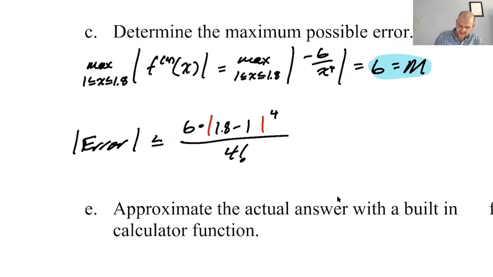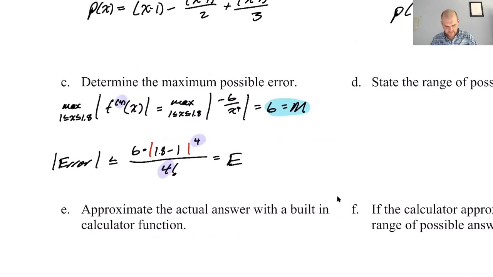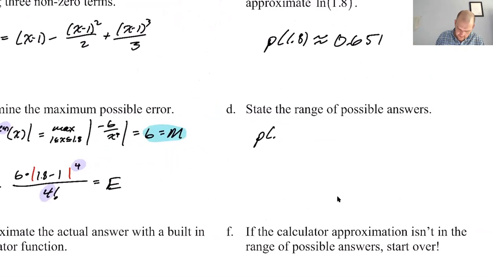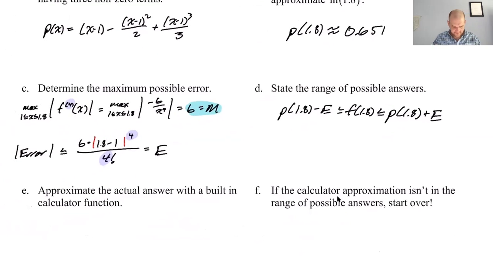factorial. So these 3 things, this, and this, if those aren't the same, you're doing it wrong, like guaranteed. Those have to be the same when you do this. And then this, I'm going to end up calling it ERR on the calculator, but we're going to do that. And then here I'm going to have P of 1.8 minus E less than or equal to F of 1.8 less than or equal to P of 1.8 plus E. Then I'll write that down eventually.